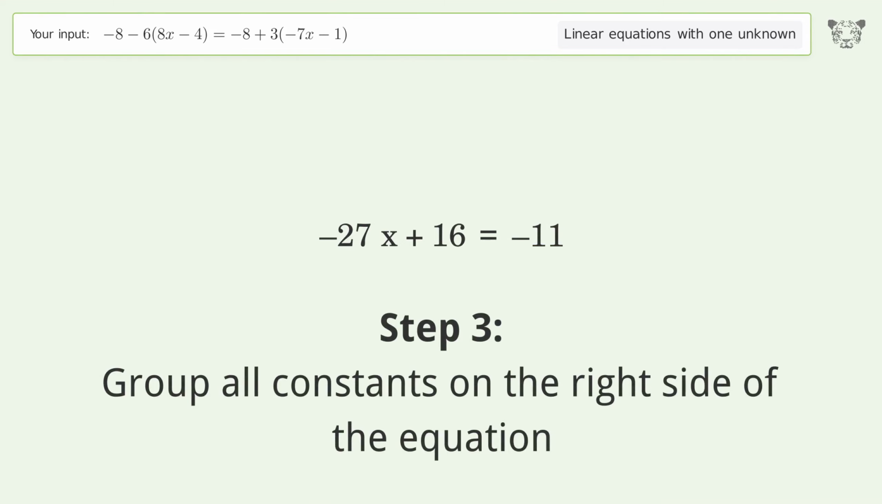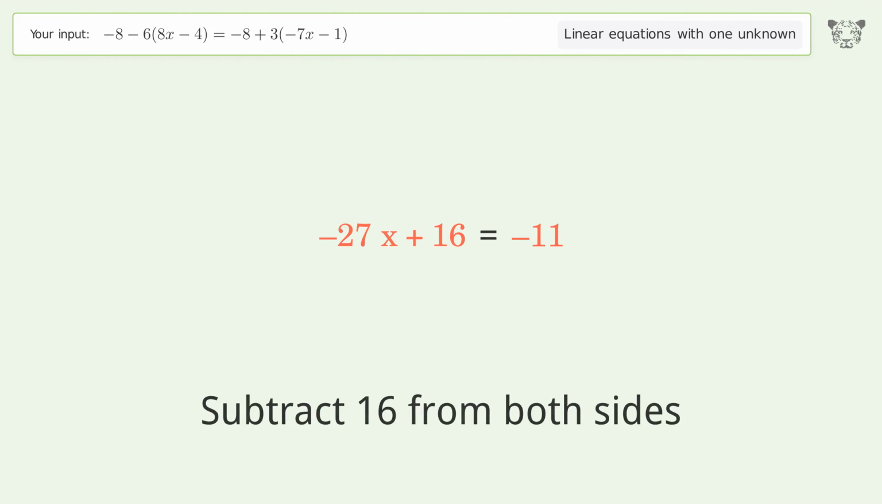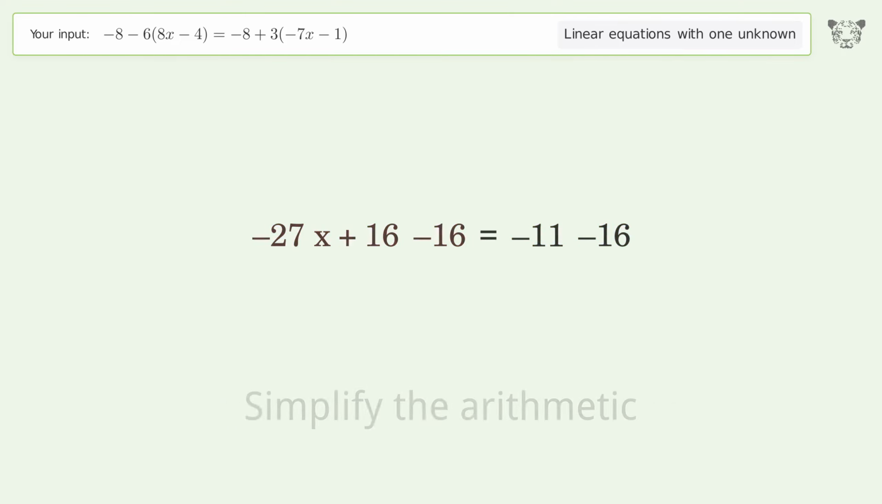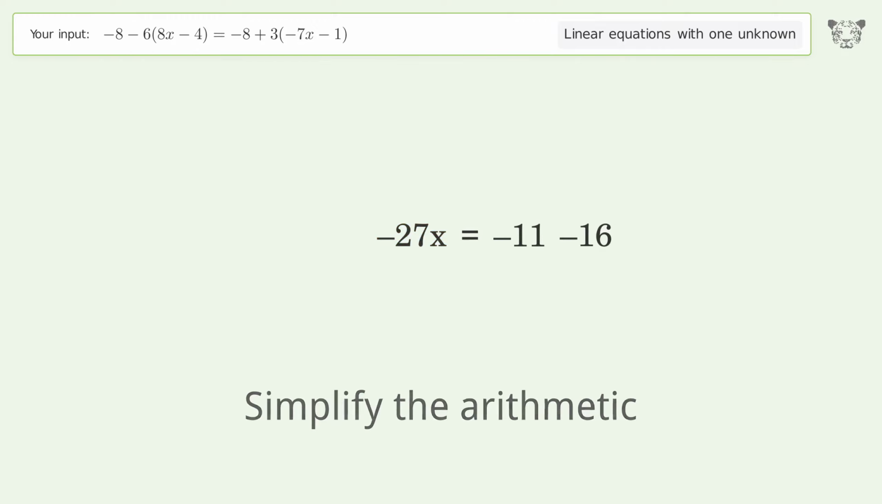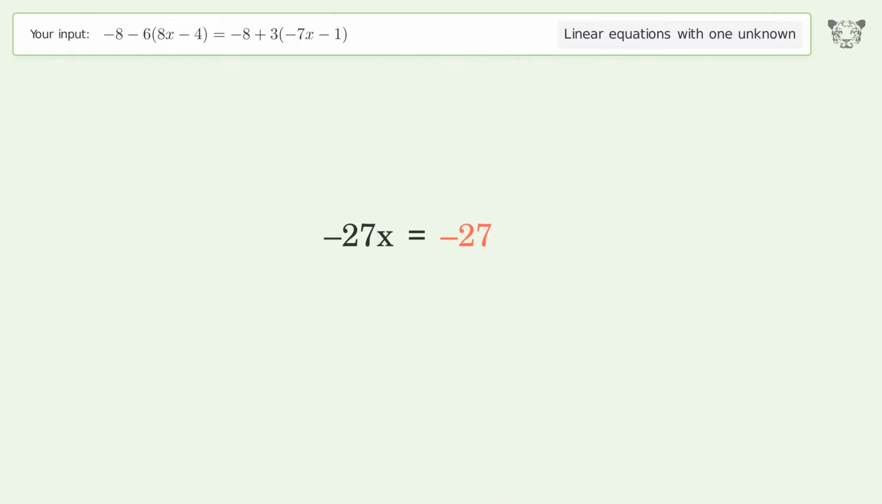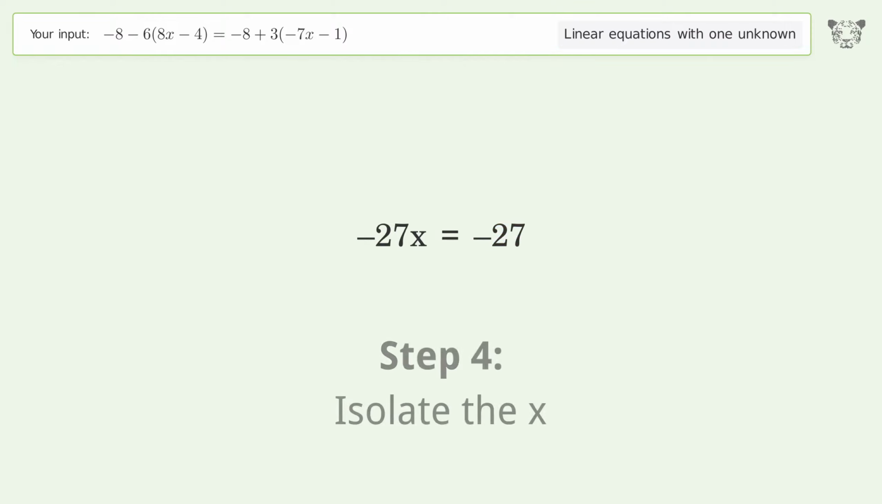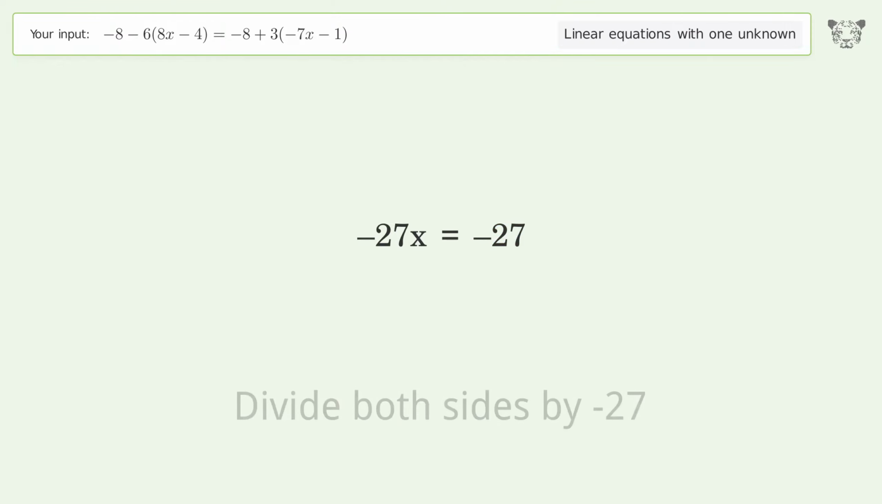Group all constants on the right side of the equation. Subtract 16 from both sides. Simplify the arithmetic. Isolate the x. Divide both sides by -27.